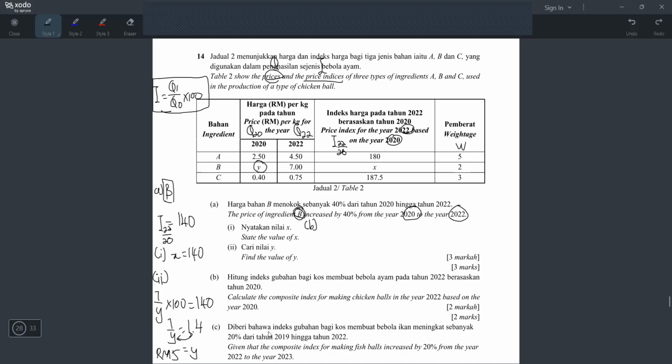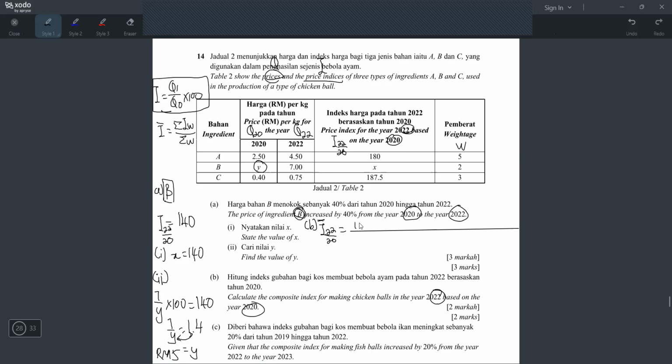Now we do B. I don't have space, I'll just do it here. Calculate composite index for making chicken balls 2022, 2020. So if I want to find the composite index, it means I'm finding I dash for 2022, 2020. So what is the formula for composite index? It's actually the sum of I times weightage divide the sum of weightage. So I will draw a very panjang punya garisan, and then I'll take the I times with the W. But we have to make sure the I punya tahun match with the year, because if the year doesn't match, I cannot do it, right? So obviously it matched now lah, 2022, 2020.